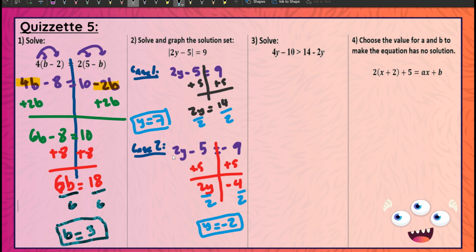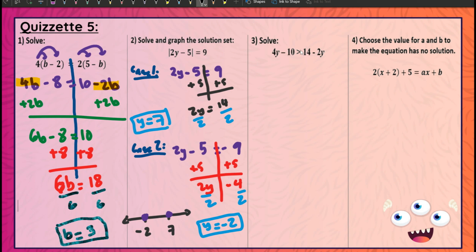To graph a solution set, basically you have two numbers. So you have two solutions, negative 2 and 7. Negative 2 goes first and 7 goes second. That will be it. Your answer is negative 2 and 7.